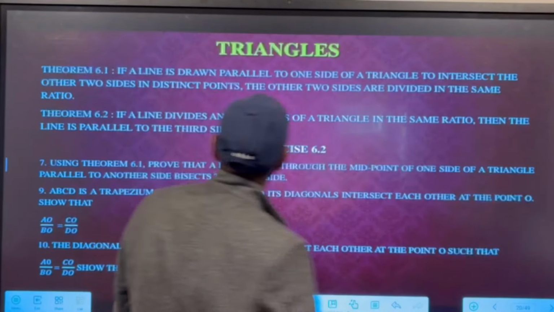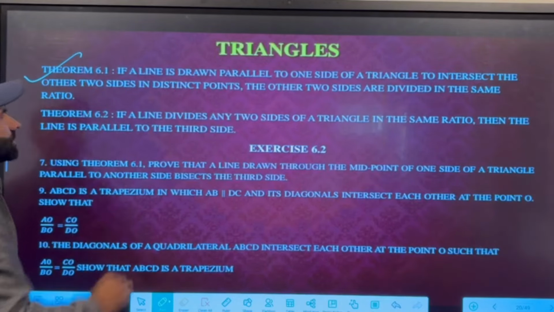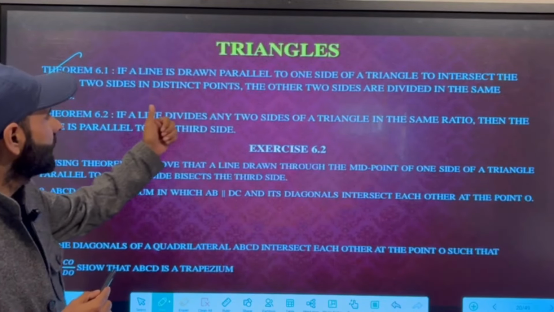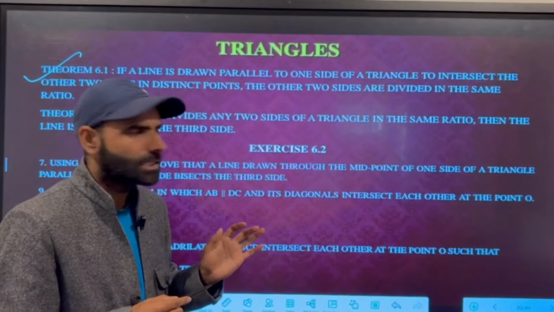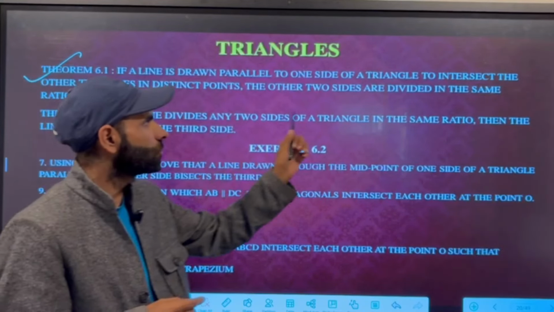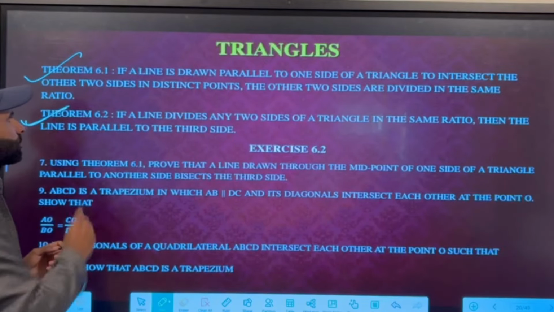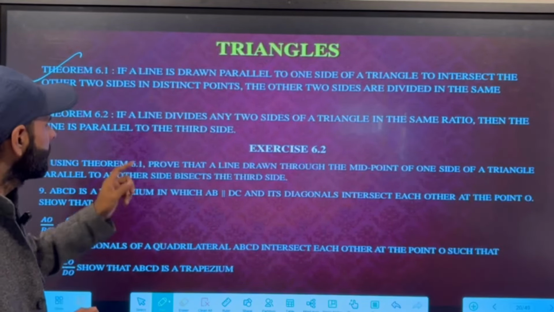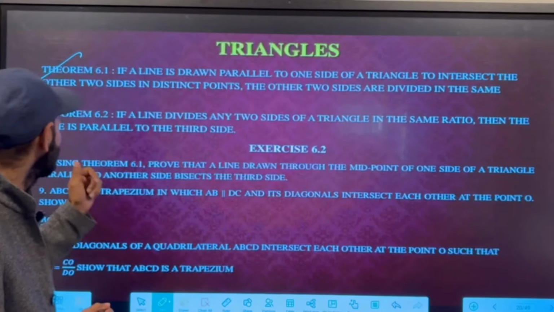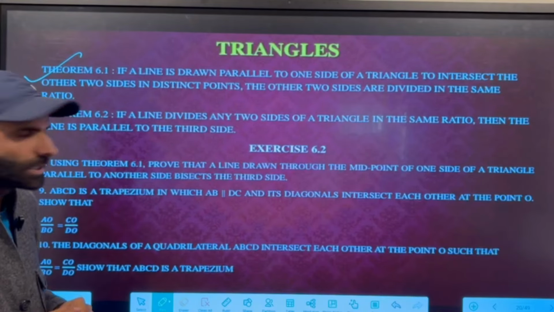From the next chapter, triangles, very important chapter, we have theorem 6.1, BPT or Thales theorem. If a line is drawn parallel to one side of a triangle to intersect the other two sides in distinct points, the other two sides are divided in the same ratio. And converse of BPT, theorem 6.2: if a line divides any two sides of a triangle in the same ratio, then the line is parallel to the third side. These are two very important theorems.